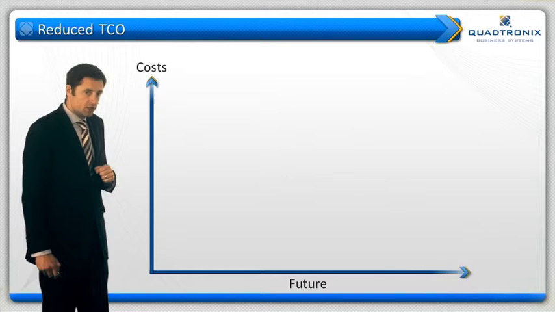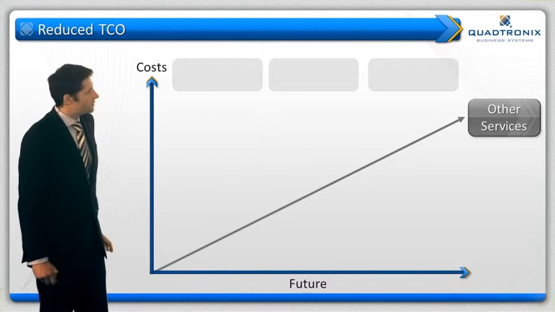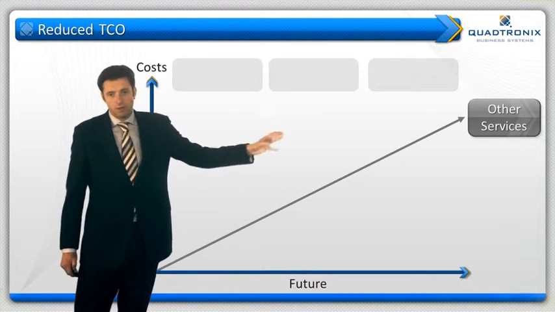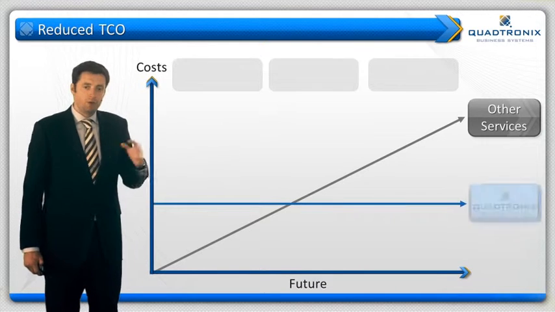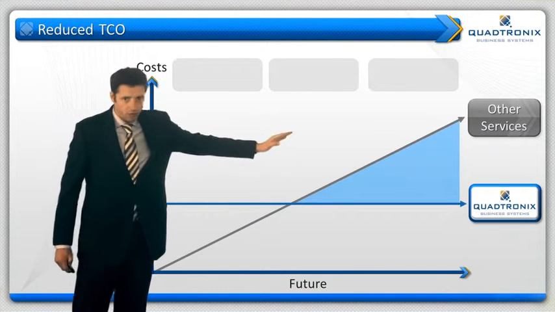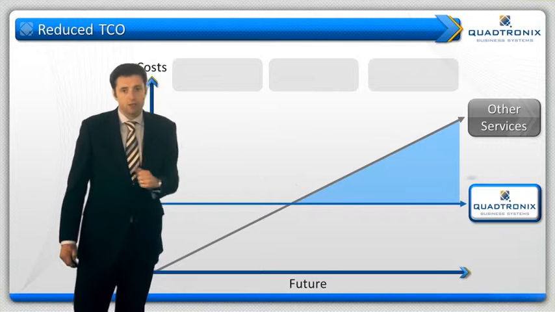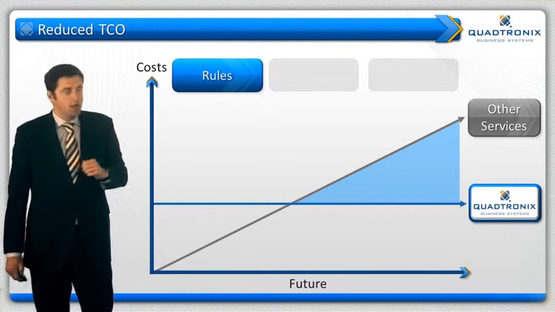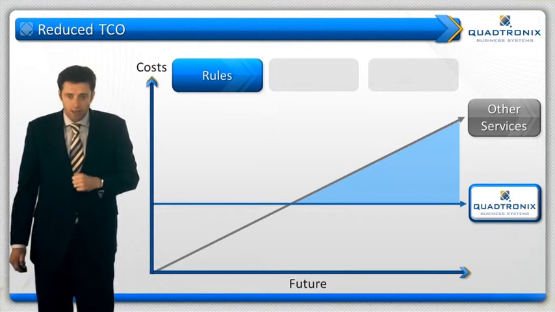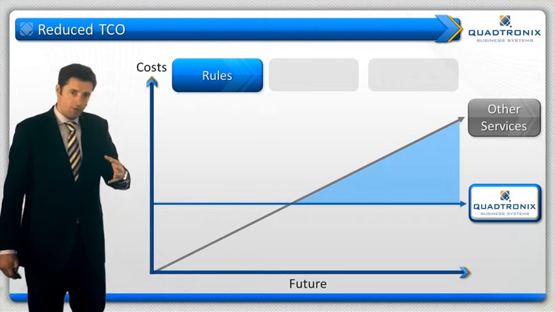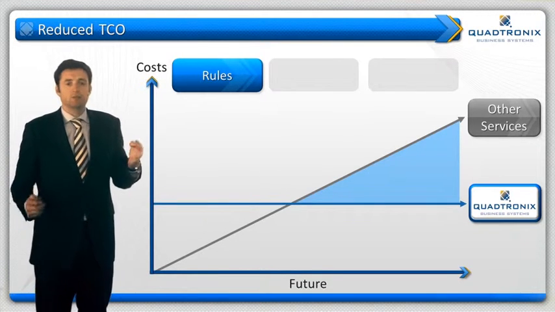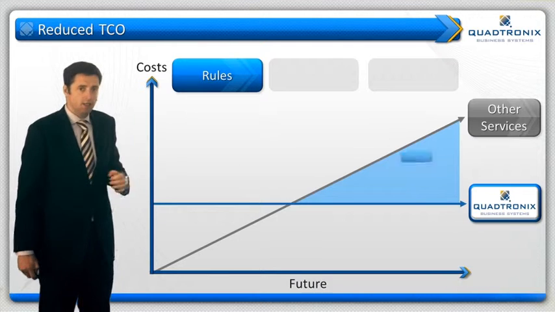There's a risk with any ongoing service solution that with a different provider, your costs could continue increasing over time. However, if you work with Quadtronix, we can focus on making sure that we're constantly looking at ways to reduce your total cost of ownership. This could be through things like rules-based printing, such as making sure your employees only ever print duplex or black and white, unless there's business reasons why they need to do otherwise.